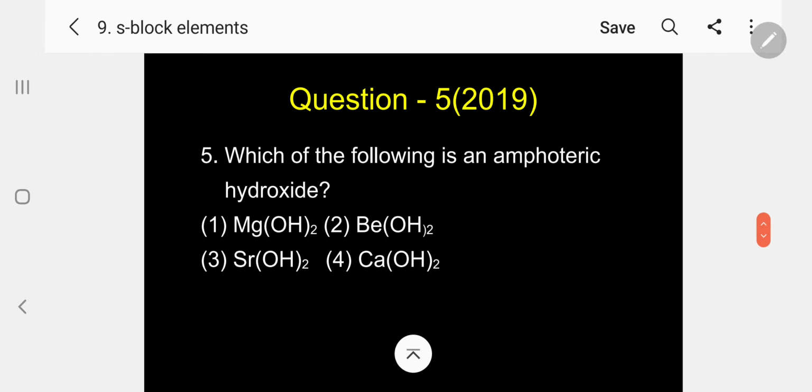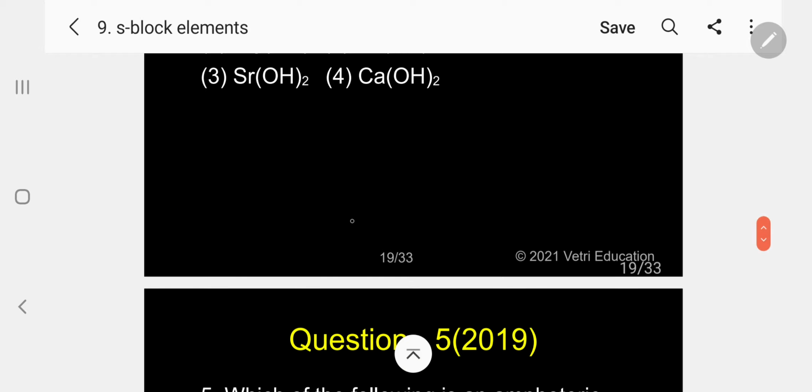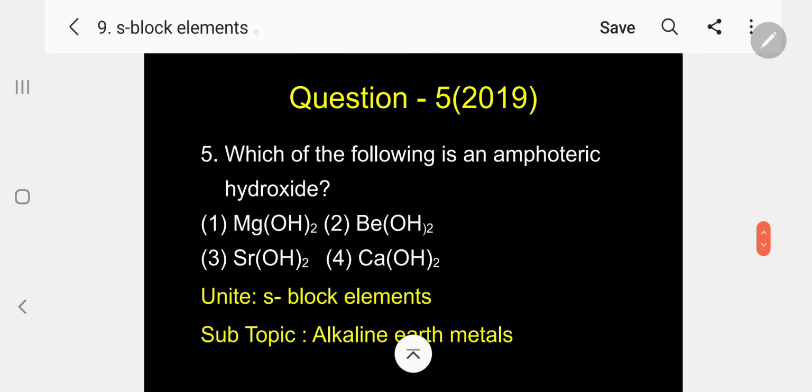Question number 5. Which of the following is an amphoteric oxide? Please follow. A. Magnesium hydroxide, beryllium hydroxide, strontium hydroxide, calcium hydroxide. Please follow.